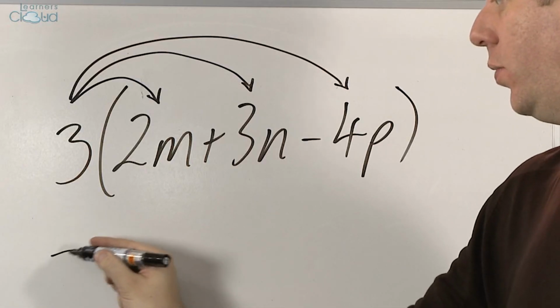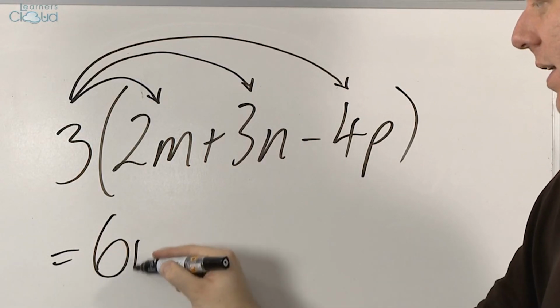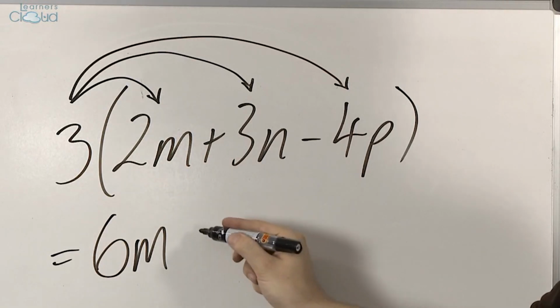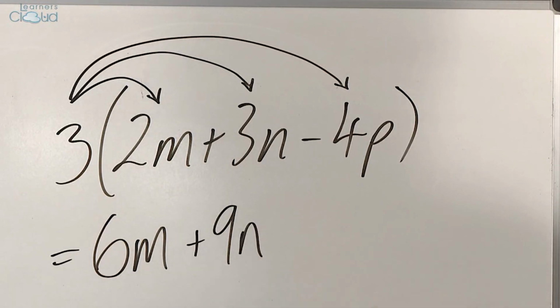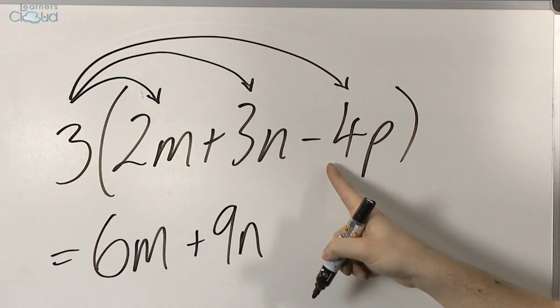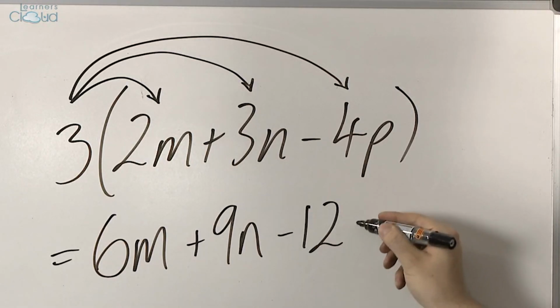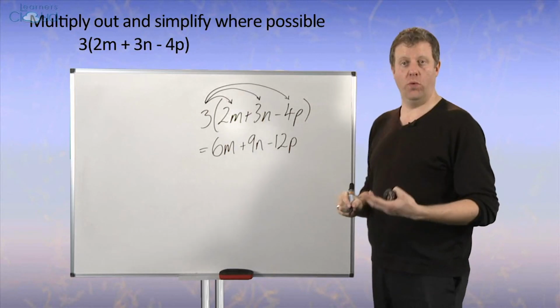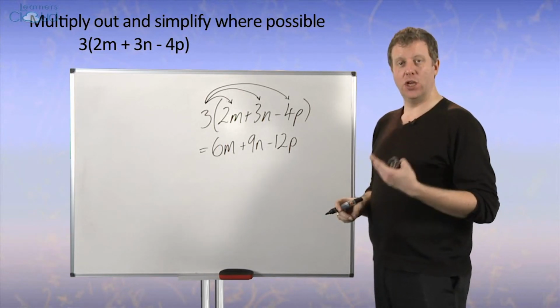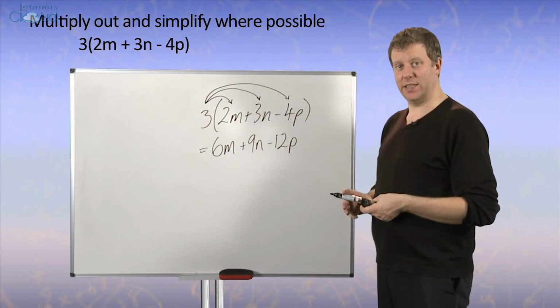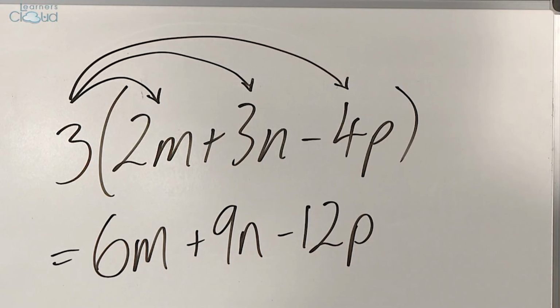3 lots of 2m is 6m. 3 lots of 3n is 9n. And 3 lots of negative 4p is negative 12p. So all very simple multiplications, you just have to make sure you get the positives and negatives in the right places. Let's do another example.